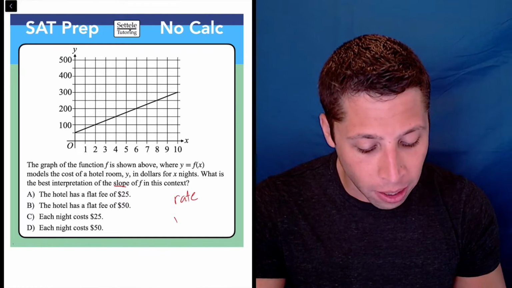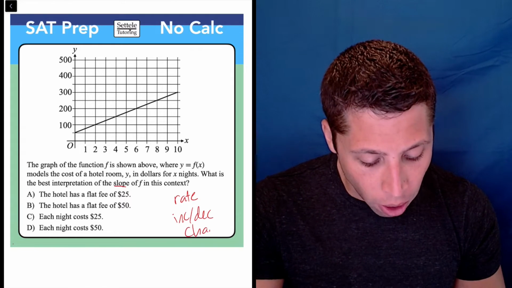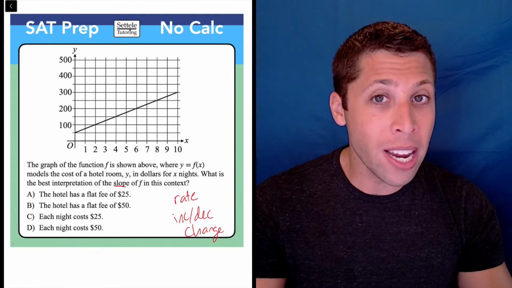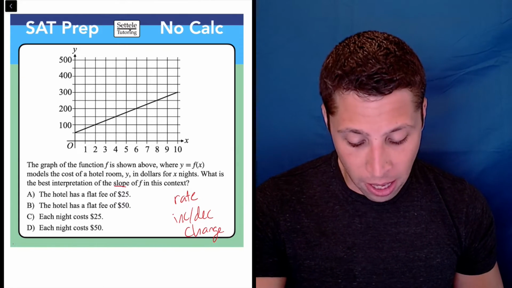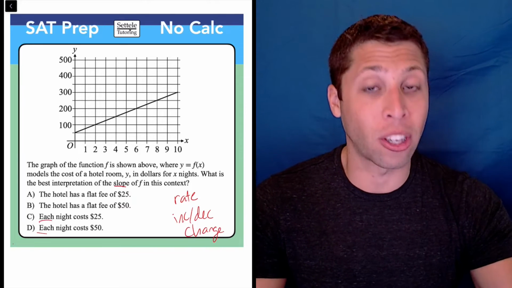Words like rate, words like increase or decrease, change, right? So anything that kind of talks about a rate is probably going to be what a slope is. So each night costs $25 or $50. That sounds very much like a rate.